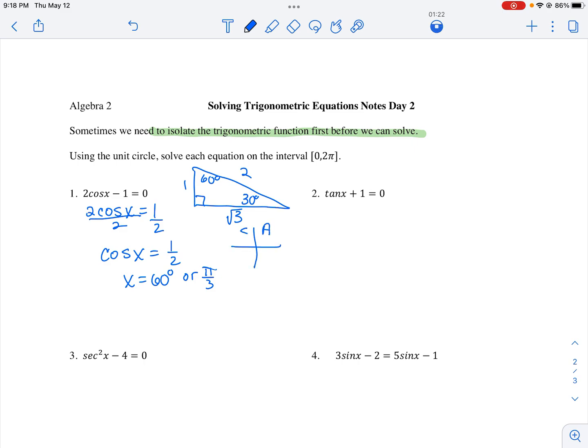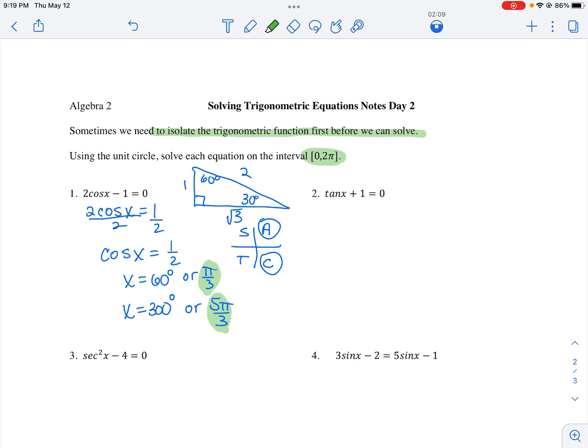Now we're going to do all students take calculus. In what quadrant is cosine positive? Well, that's the first and the fourth. So 60 degrees is first quadrant. What angle would have a reference angle of 60 degrees in the fourth quadrant? If you said 300 degrees, you are correct. And I want you to notice that this says 0 to 2 pi, so my answers need to be in radians. So I would say pi over 3 and 5 pi over 3.